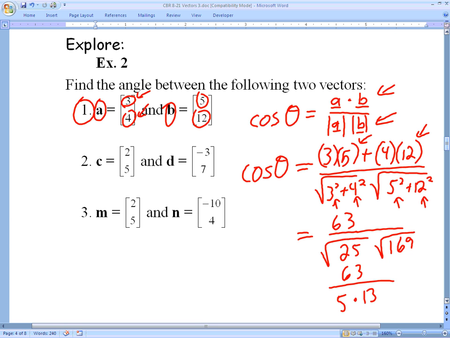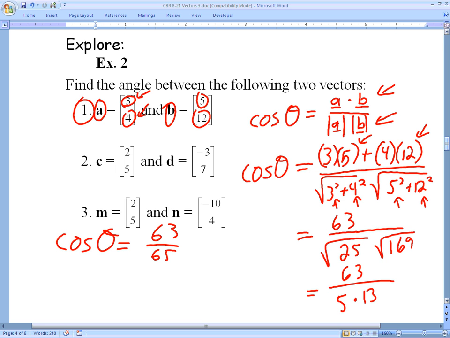5 times 13 will give us 65. So we end up getting cosine of theta is equal to 63 over 65. Now we still haven't actually found theta. We still haven't found the actual angle between them. We found the cosine of that angle.